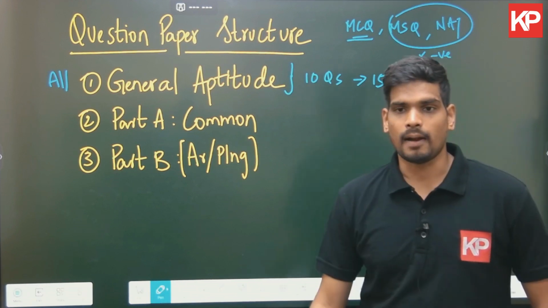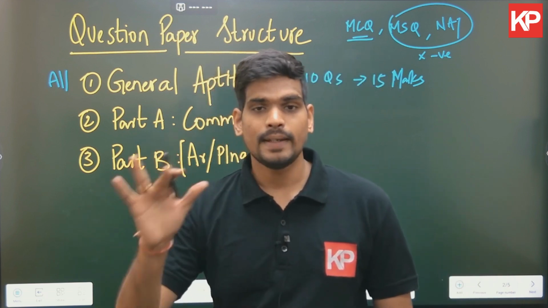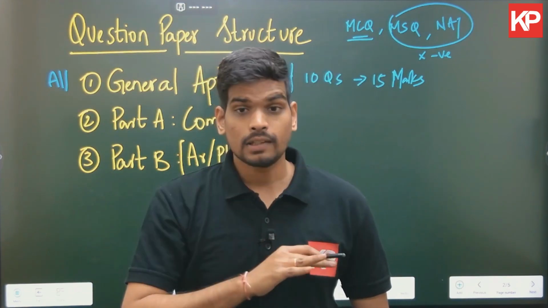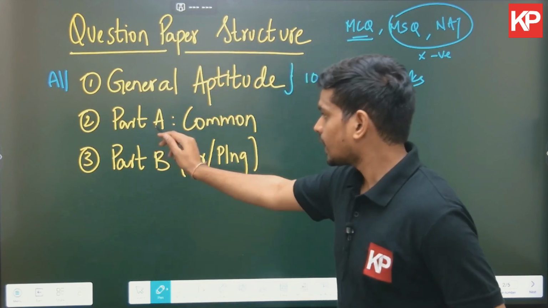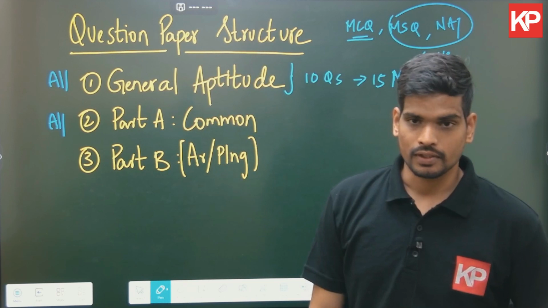So that's about the first part. That's general aptitude. All these 15 marks will carry negative marking if you have an incorrect answer. Coming to the common part, again, this is for everyone who attempts the GATE Architecture and Planning question paper.